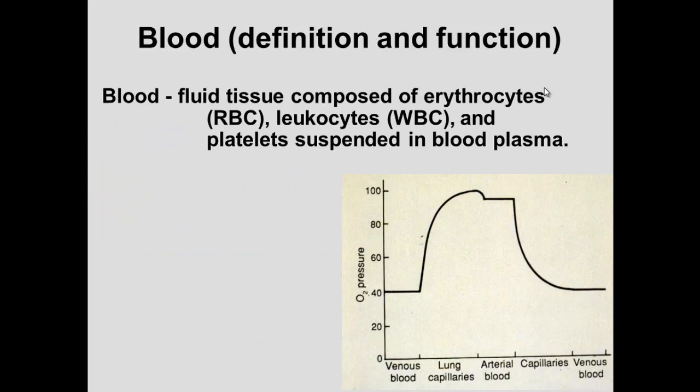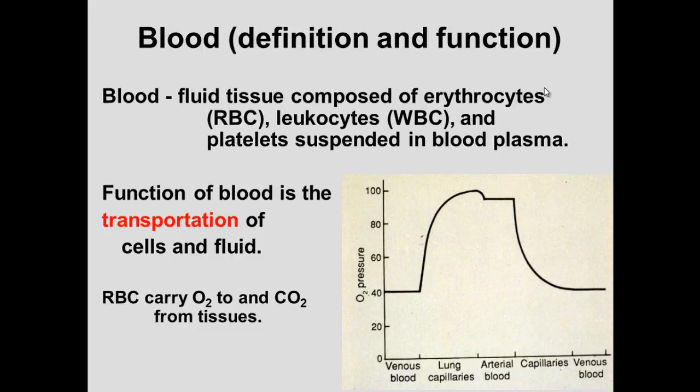Now, blood is a fluid tissue. It's composed of cells, erythrocytes, or red blood cells, and leukocytes, or white blood cells, and platelets, and fluid is what blood is composed of. And the function of blood is the transportation of the cells and fluid. It carries oxygen to and carbon dioxide from the tissues of the body to exchange with the external environment.